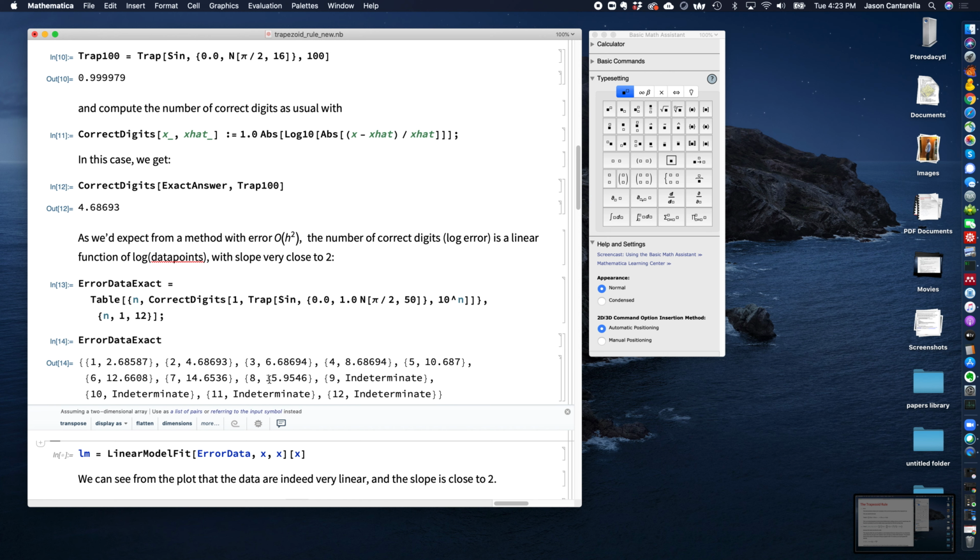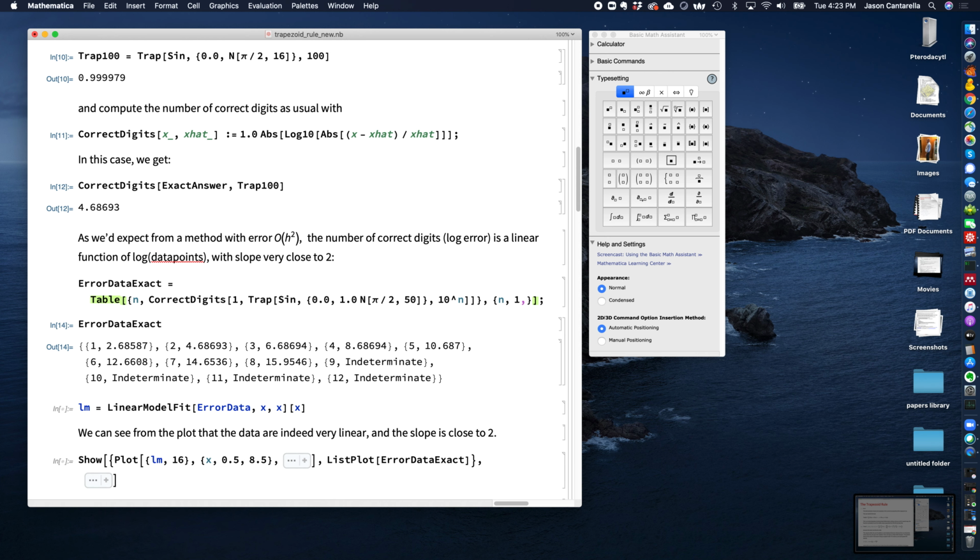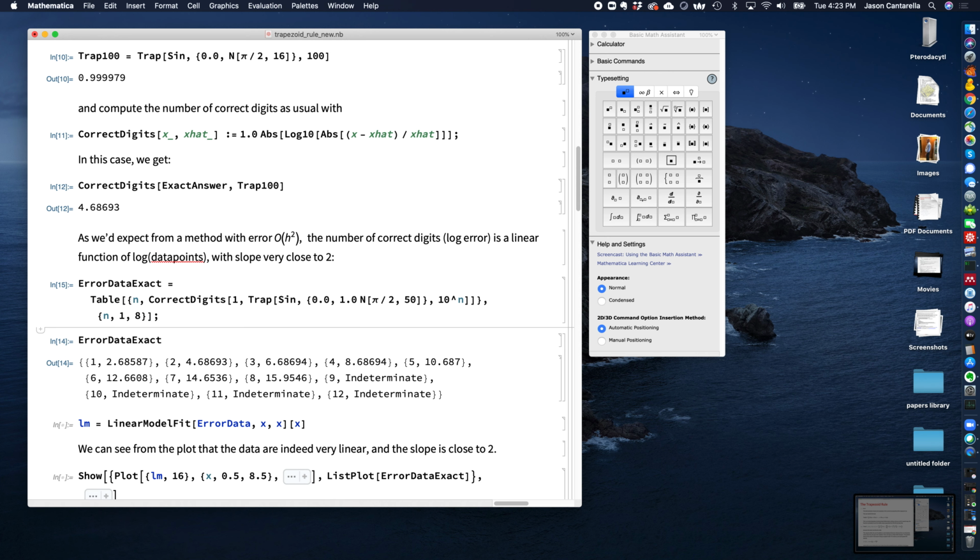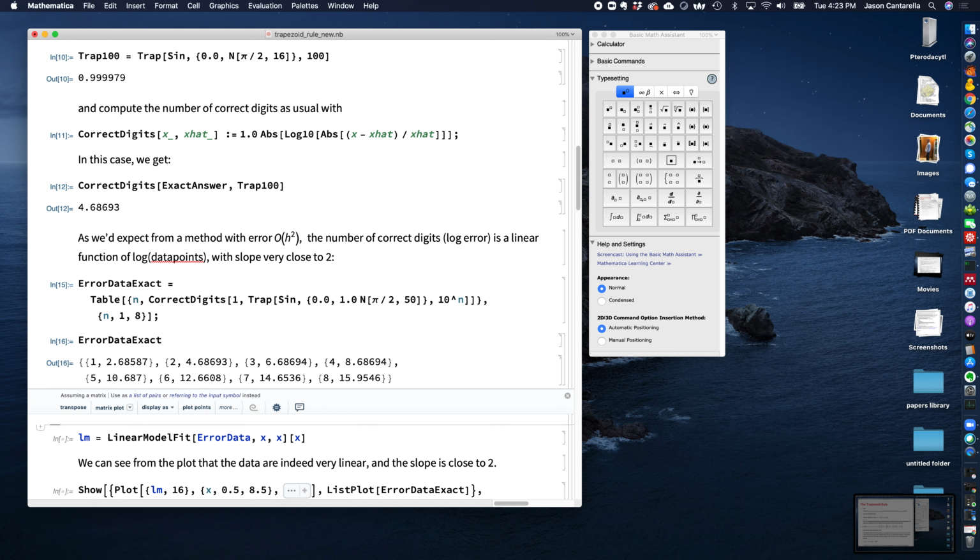You'll see the problem is that after you get to 10 to the 8th, it gets indeterminate. That's because it can't compute the error in machine numbers. So at 10 to the 8th, the number of correct digits is pretty close to the maximum number of 16. So it's indeterminate after that. So I'm just going to reduce the upper limit here to 8. So our error data exact only involves particular numbers of digits.